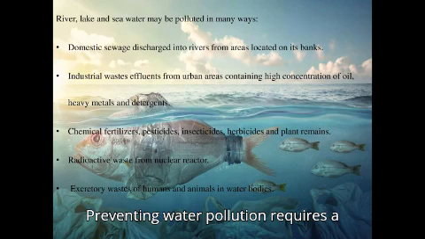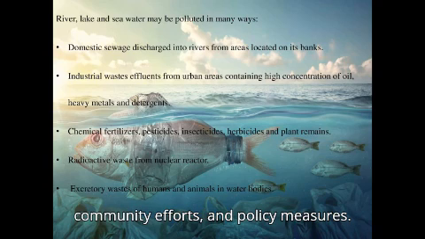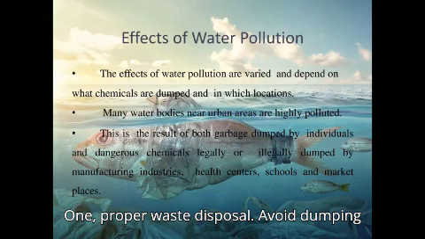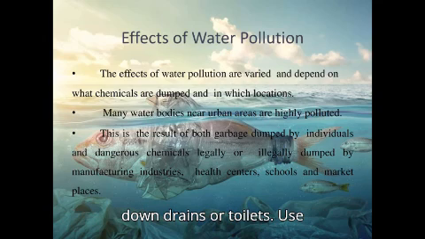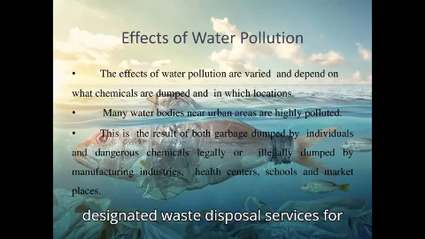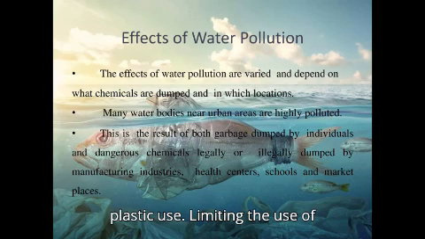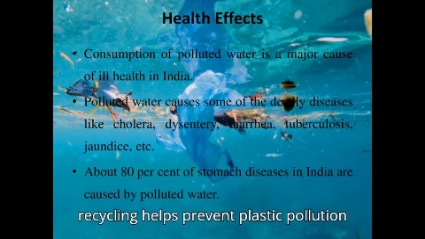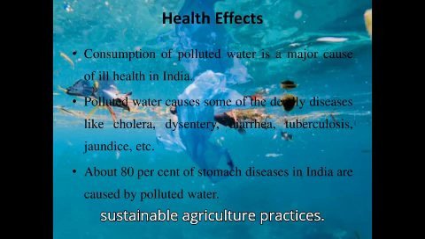Preventing water pollution requires a combination of personal actions, community efforts, and policy measures. Key strategies include 1. Proper waste disposal. Avoid dumping household chemicals, oils, and medicines down drains or toilets. Use designated waste disposal services for hazardous materials. 2. Reduce plastic use. Limiting the use of single-use plastics and ensuring proper recycling helps prevent plastic pollution in water bodies. 3. Sustainable agriculture practices.